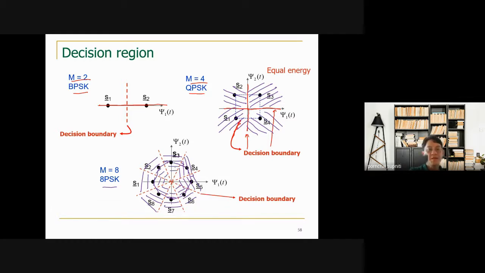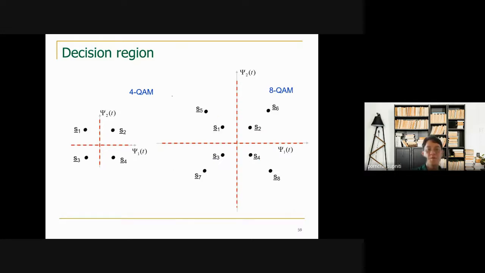Okay. Similarly, if you take a look at 4-QAM or 8-QAM like this, 4-QAM is similar to PSK. So that's all you have for the region. Okay. For 8-QAM it is a bit more difficult. For 8-QAM, you notice that M is equal to 8. In general, for QAM, if M is 2 to the even number, then we call it a rectangular constellation. But 8 is 2 to the 3.